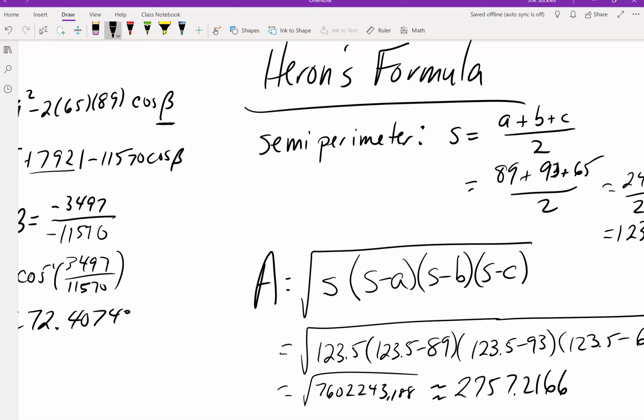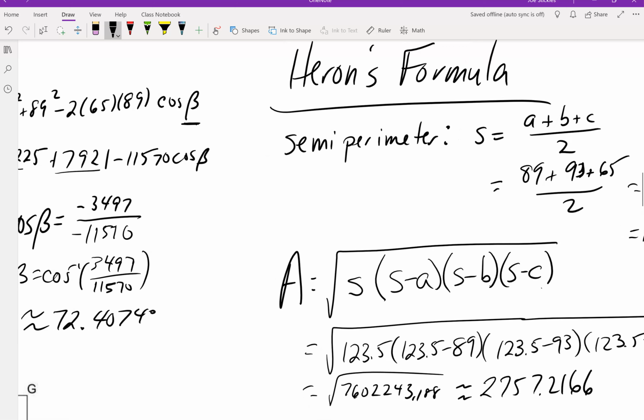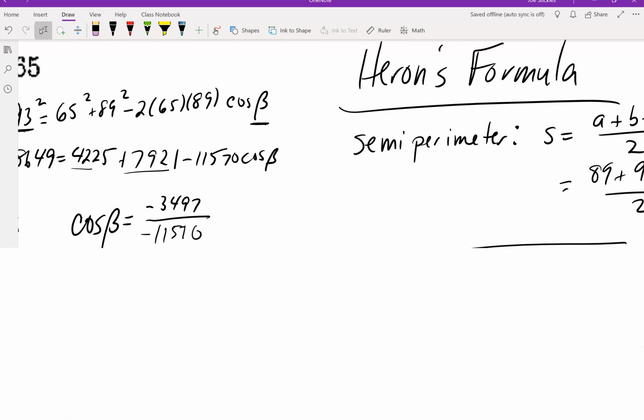So again, if you have all three sides given to you, you can calculate the semi-perimeter and then use Heron's formula. It really doesn't matter which one you use. Okay, really does not matter.